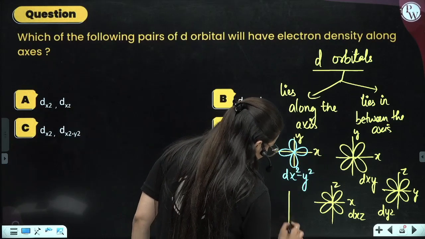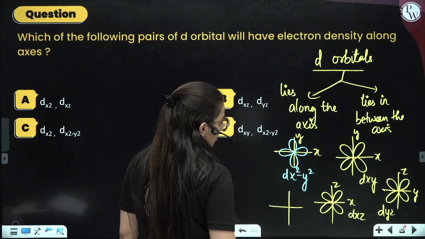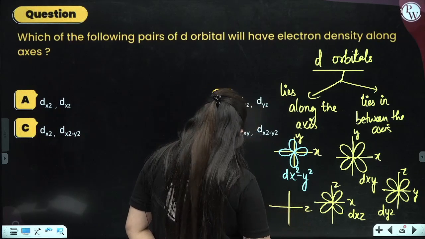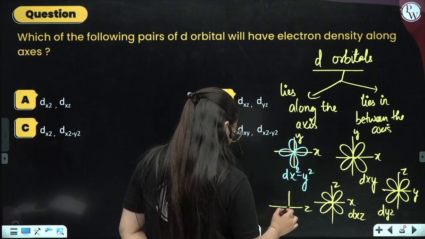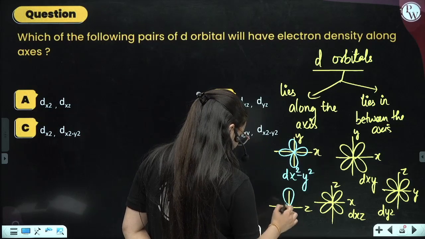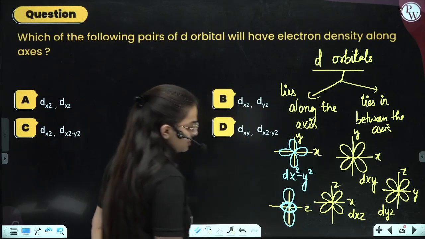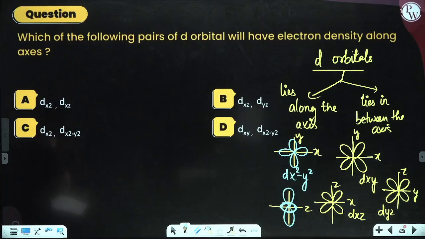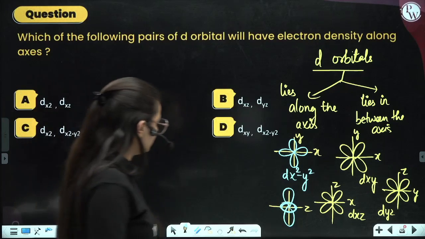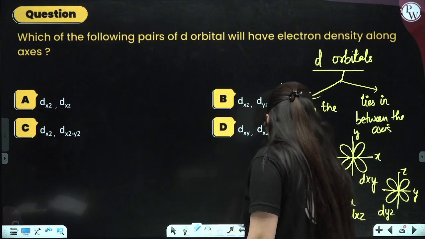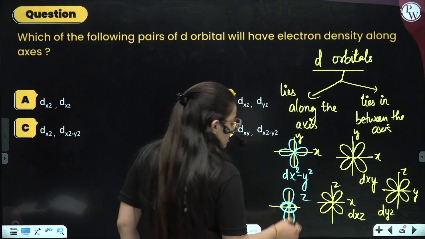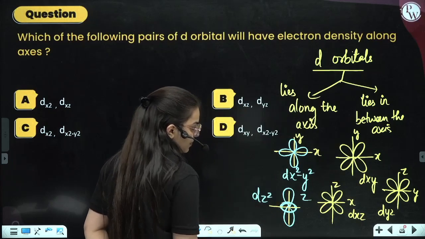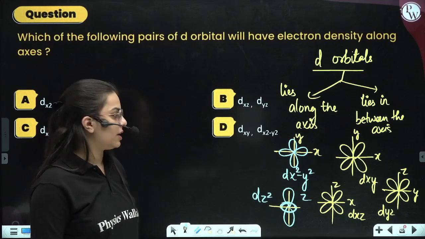One more I'll show you over here. For this one, let us consider this is your z-axis. So the lobe is lying in such a way that one will be present like this and one will be present like this. Clear? So this is present on the z-axis. This is said to be dz square.